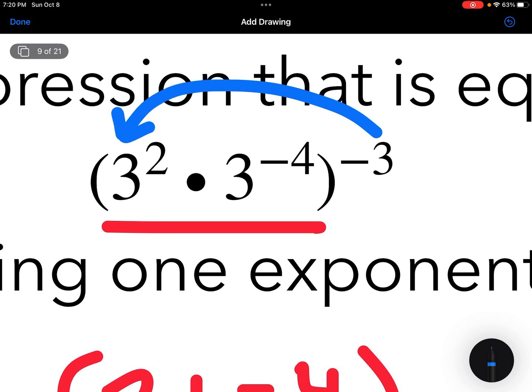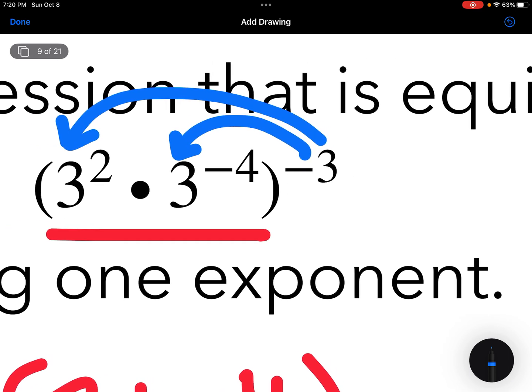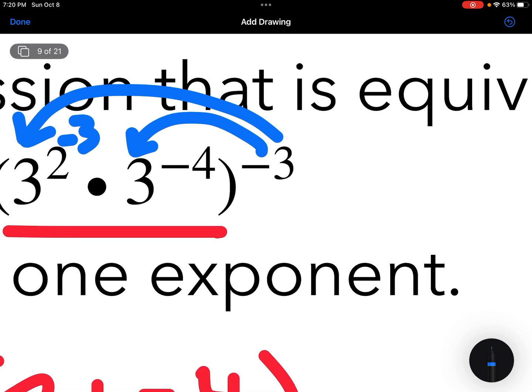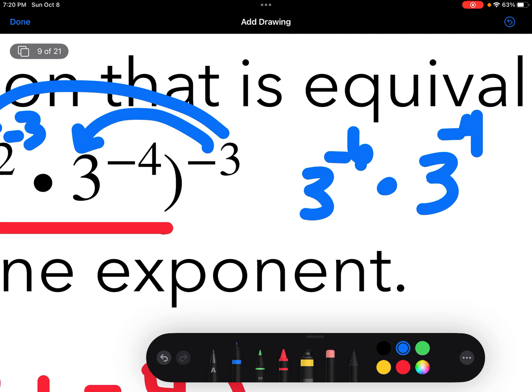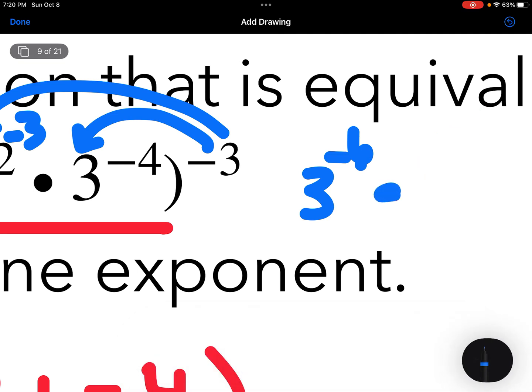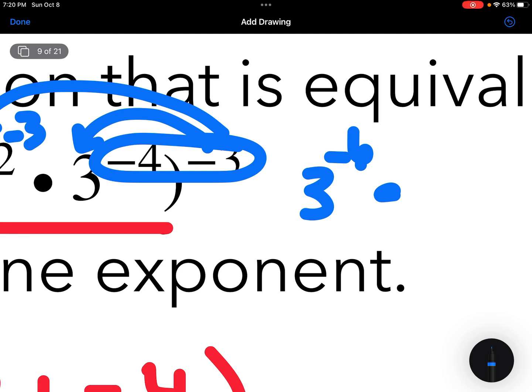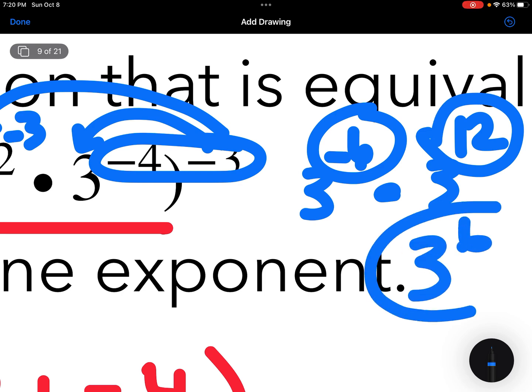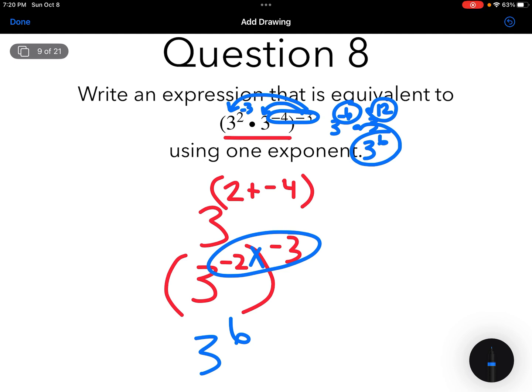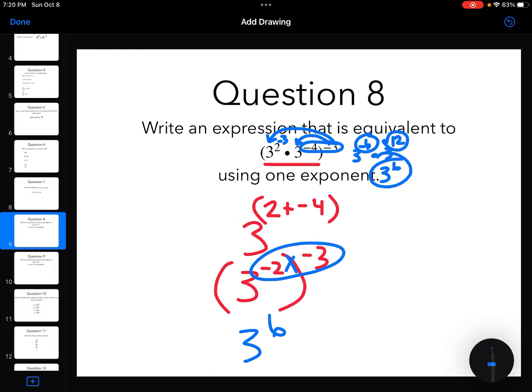So let's just take a look and see if that works out no matter what I do. So let's distribute this. So let's say I have 3 times 2 to the negative third power. So that gives me 3 to the negative 6. And then I have times 3 negative 4. And then negative 4 times negative 3 gives me positive 12. So again, I would add my exponents. Negative 6 plus 12 is going to give me positive 6. So no matter which way I did it, it was going to work out because the bases are the same.